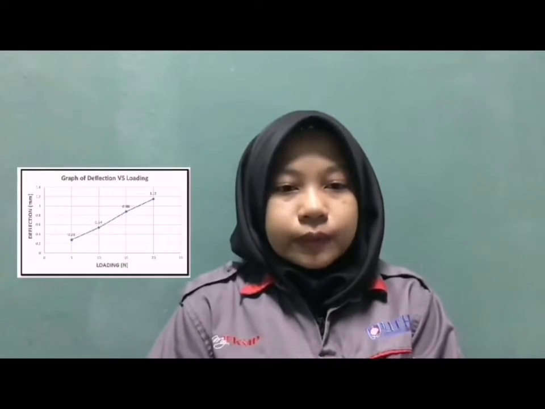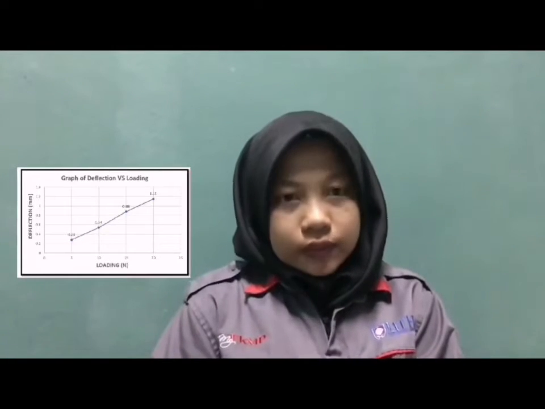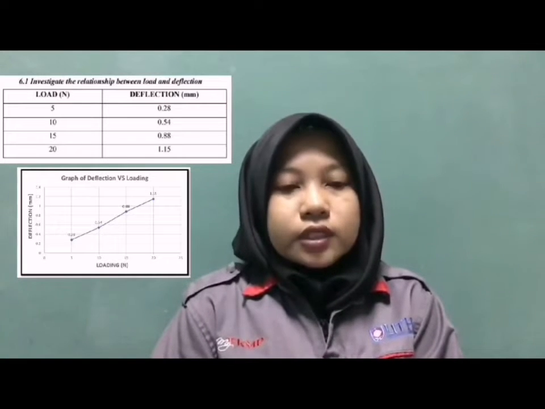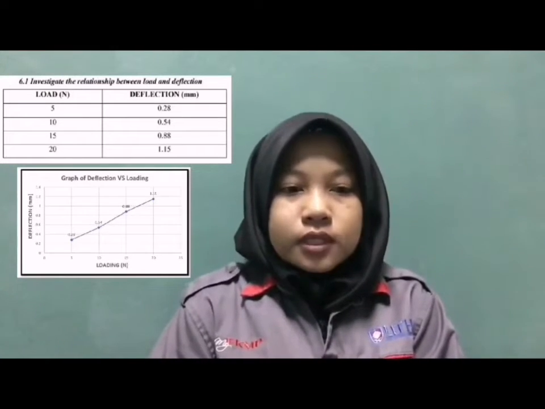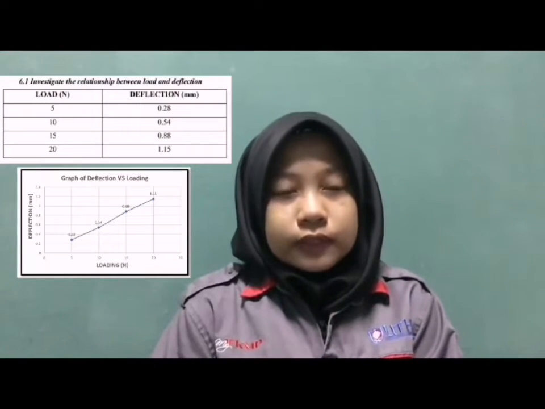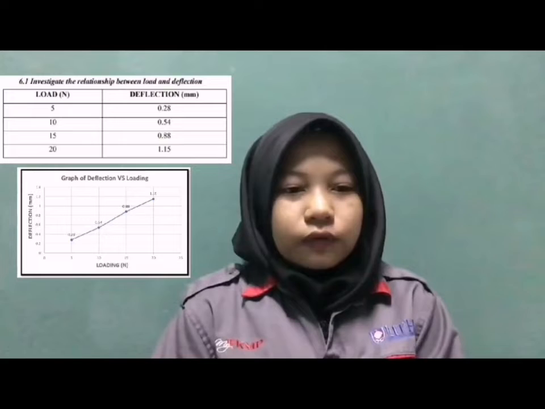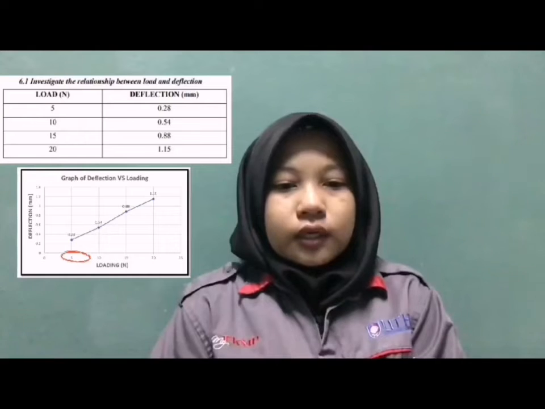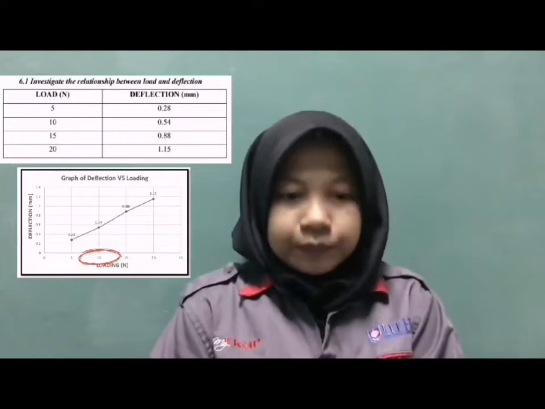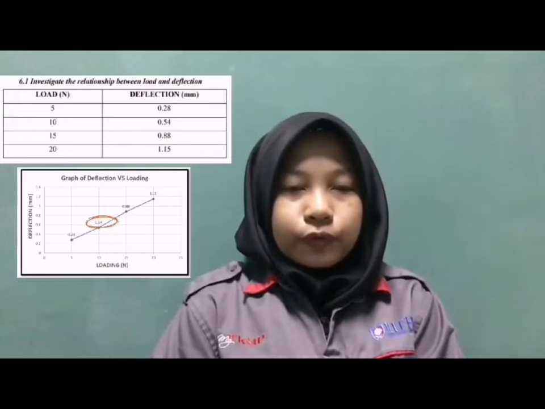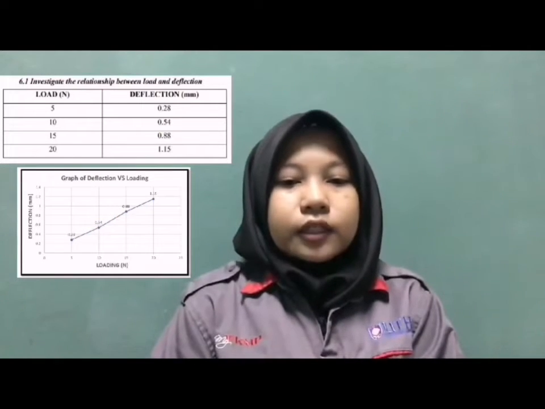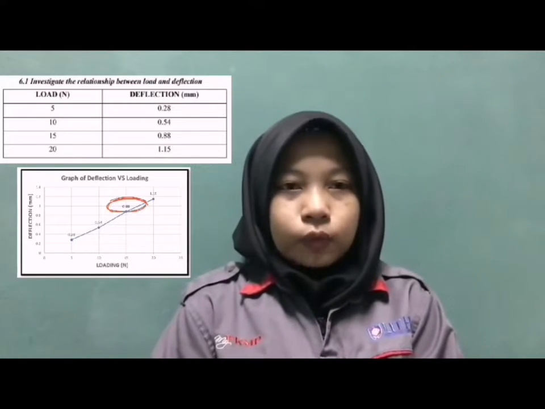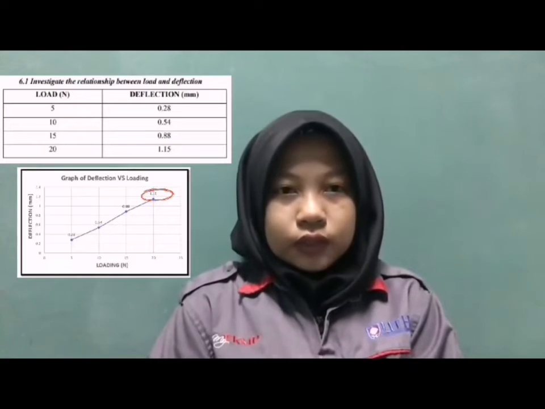The deflection of a beam is directly proportional to the load as illustrated. As can be seen in table 6.1, the relationship between load and deflection of beam is exactly proportional. As the load increases, the deflection of the beam increases. The deflection of the beam is 0.288 mm at a 5 Newton starting load. Then with a load of 10 Newton, the beam deflection increases to 0.54 mm. Following that, the deflection of the beam increases to 0.88 mm and 1.15 mm for loads of 15 Newton and 20 Newton respectively.